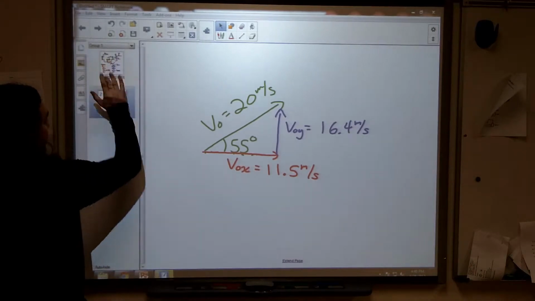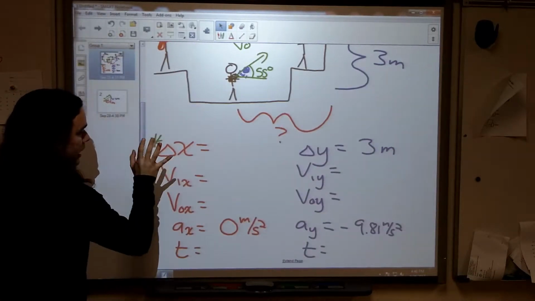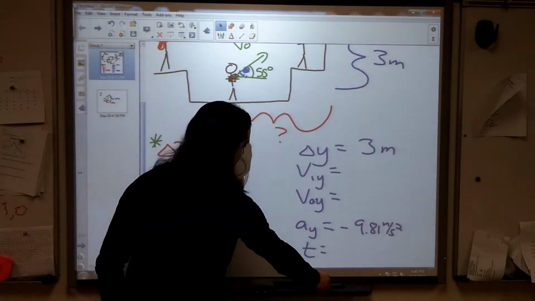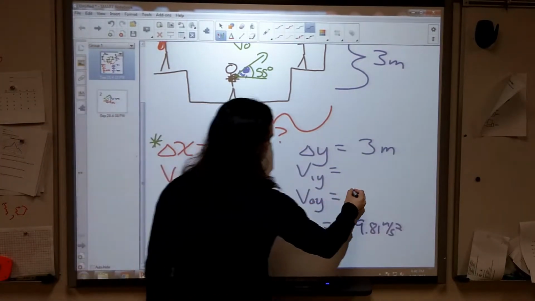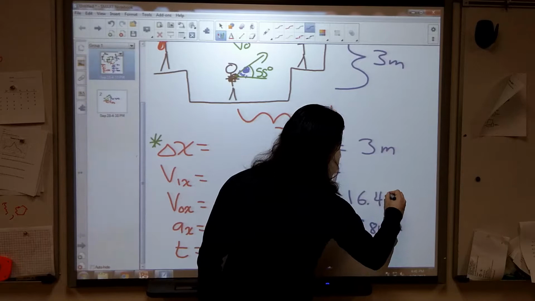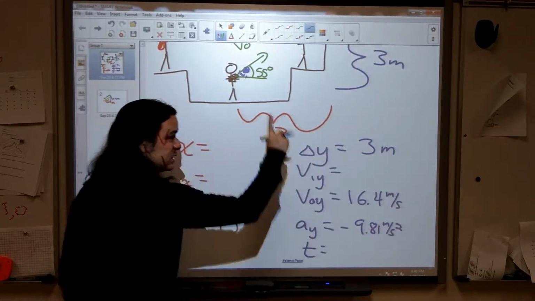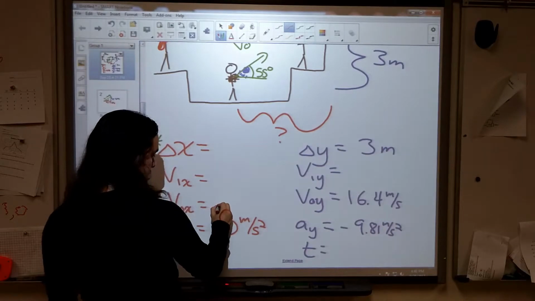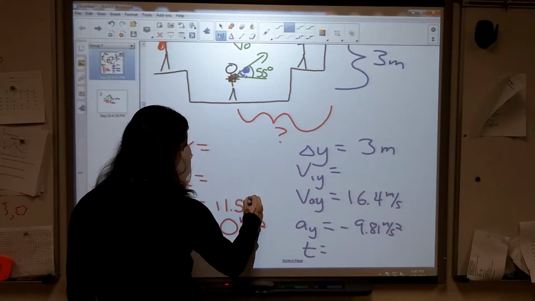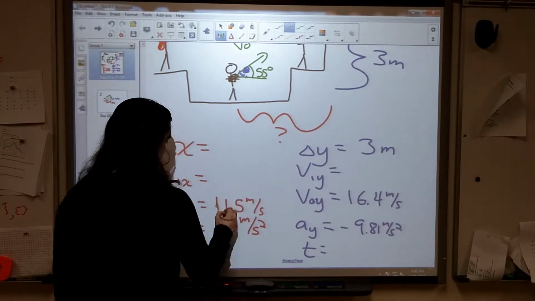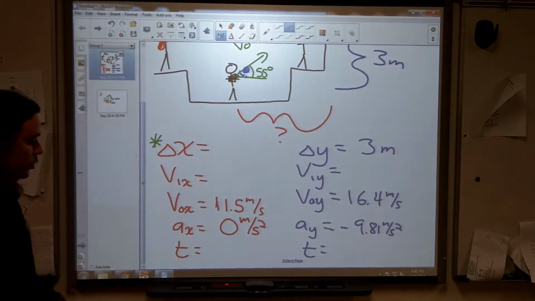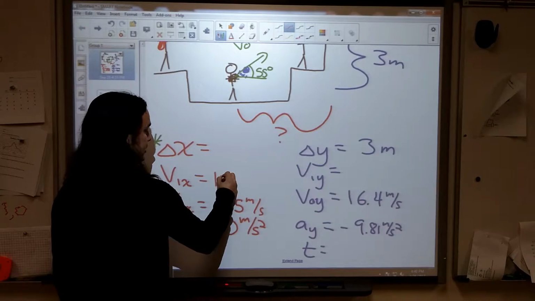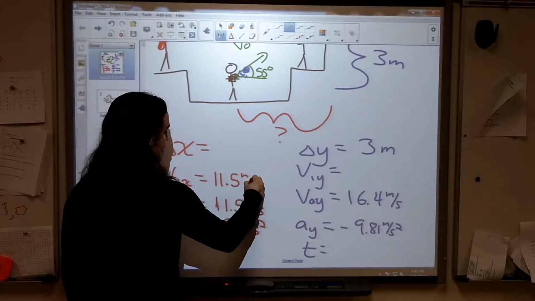Okay, now that we found some information, let's fill it back in our table so that when we do more work, we don't lose that information. We found v0 in the y was positive 16.4 meters per second, positive because it's going up at the very beginning. And over here in the x, 11.5 meters per second. Now, real quick, this isn't a thing that you have to do, but since our acceleration in the x is 0, if this is my initial velocity in the x, it's also my final velocity in the x.